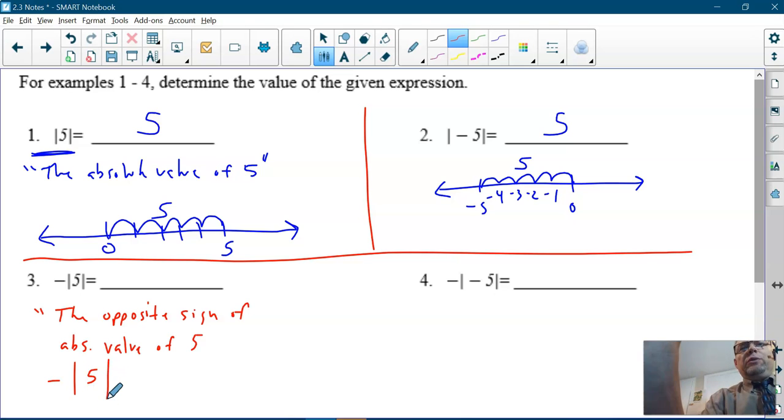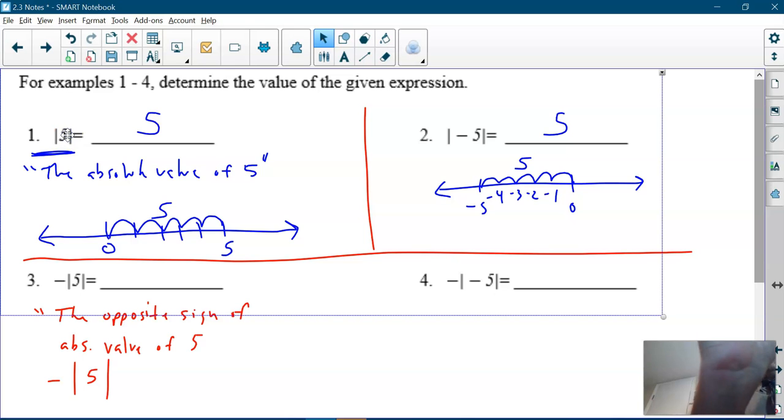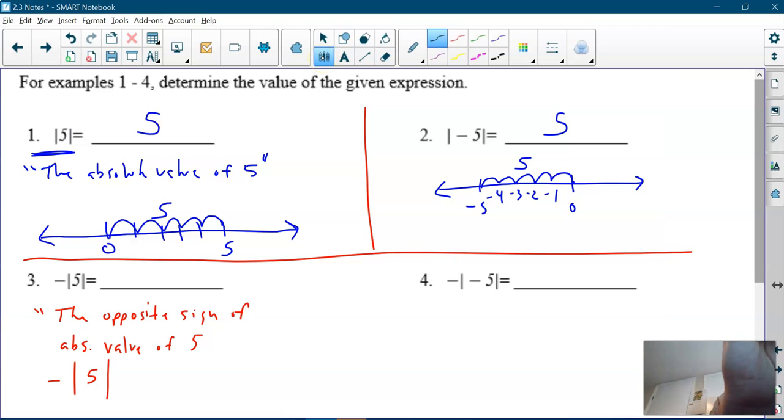Now the absolute value of 5, if you remember, we did already here in problem number 1. So if you come up here to problem number 1, and you see what we have here, and I wish there was like a laser pointer on here or something. So if you look at problem number 1, it says the absolute value of 5 is equal to 5.